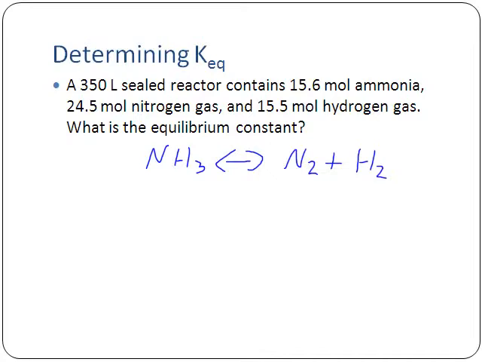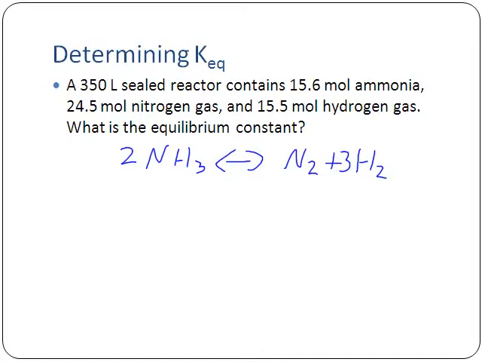Balance-wise, are we balanced right now? Nope, we're not. We got 3 hydrogens over on the left, we have 2 on the right, and so that means that we're going to have to put a 2 out in front of this, that gives 6 hydrogens, and a 3 out in front of this, that gives 6 hydrogens. And now we have 2 nitrogens and 2 nitrogens on each side. So we're balanced now.